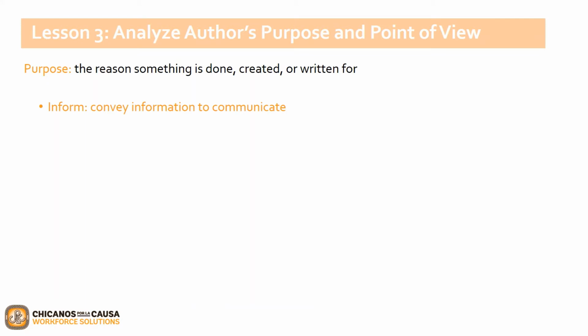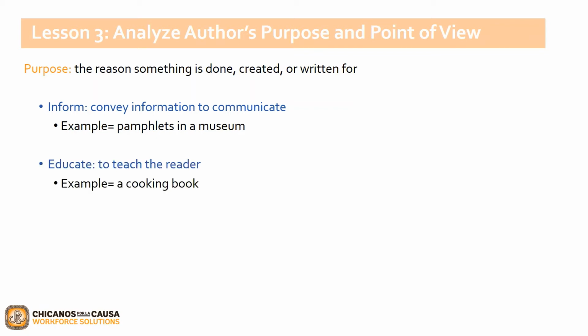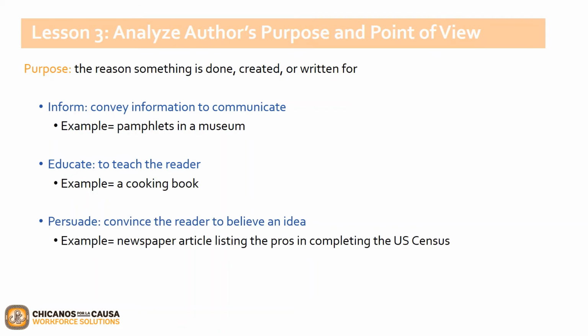Informing a reader is to convey information that the reader may not know. For example, this can be the pamphlets at a museum. Educating is teaching the reader. For example, a cookbook is educational material because it is essentially teaching you how to follow recipes to prepare great meals. And persuading. Persuading is trying to convince the reader to believe an idea. For example, this can be a newspaper article listing the pros in completing the United States Census.